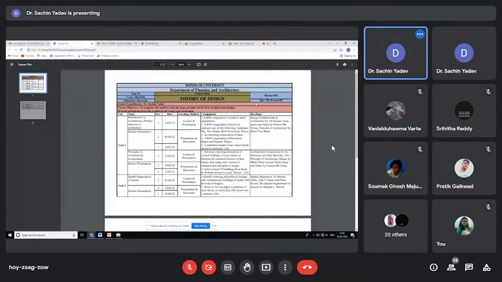Yes. So this is the course plan of theory of design subject, right? So the objective of this course is that the student should have the skills related to architecture design, the principles of architecture design, and the different elements of architecture design, and the overall orientation towards the architecture course and the profession.